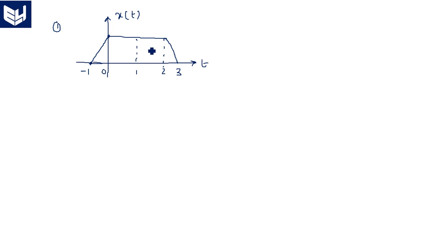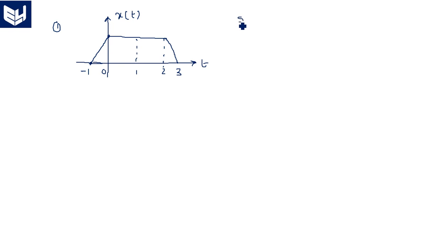So we are given a signal like this. The signal is extending from -1 to +3. Okay, and this is 2, this is 1. This is the given signal. So the signal has a slope from -1 to 0, and from 0 to 2 it has a constant amplitude, and again from 2 to 3 it has a falling slope.